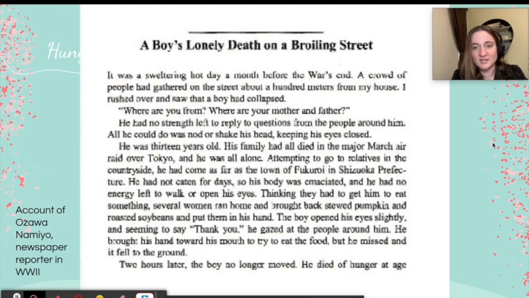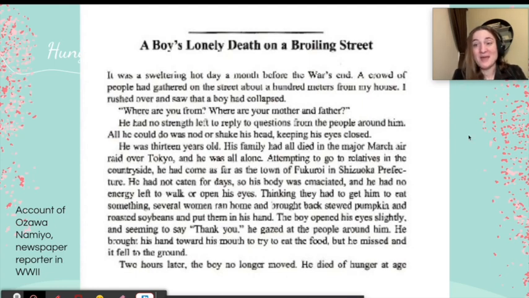His family had all died in the major March air raid over Tokyo, and he was all alone. Attempting to go to relatives in the countryside, he had come as far as the town of Fukuri in Shizuoka Prefecture. He had not eaten for days, and his body was emaciated and had no energy left to walk or open his eyes. Thinking they had to get him to eat something, several women ran home and brought back stewed pumpkin and roasted soybeans and put them in his hand. The boy opened his eyes slightly and, seeming to say thank you, he gazed at the people around him. He brought his hand toward his mouth to try to eat the food, but he missed and it fell to the ground. 2 hours later, the boy no longer moved. He died of hunger at age 13."